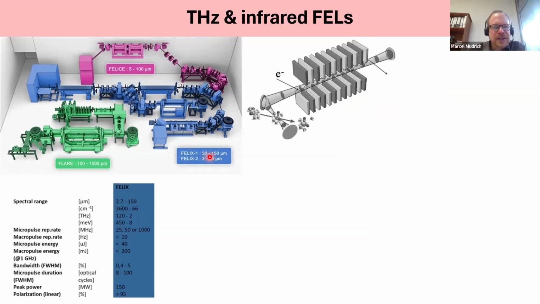So Felix is a terahertz free electron laser, 150 micrometer radiation, and Felice is far infrared, 5 to 100 micrometer. Just two different setups of free electron lasers based on undulators and optical cavities built around them.